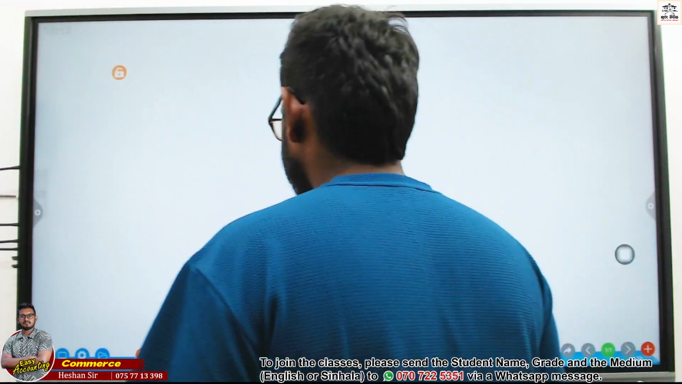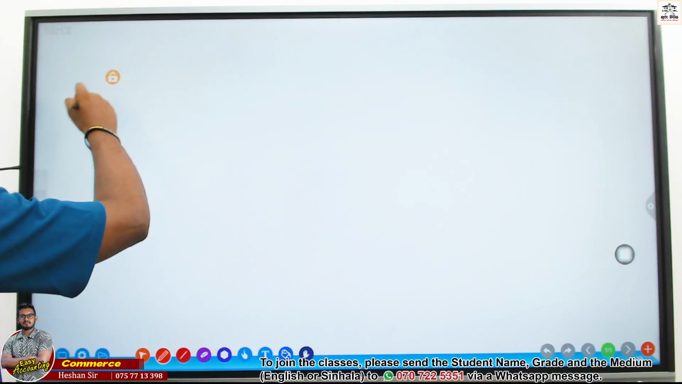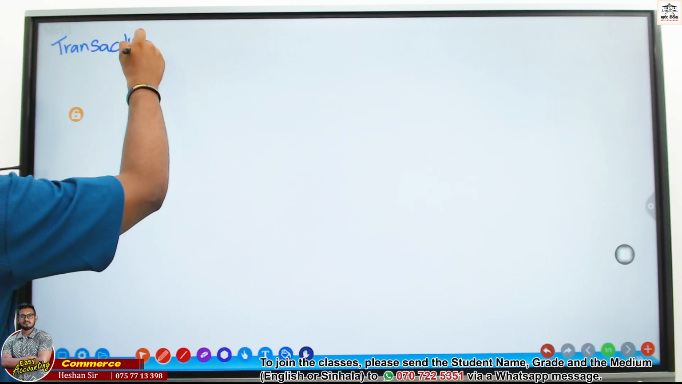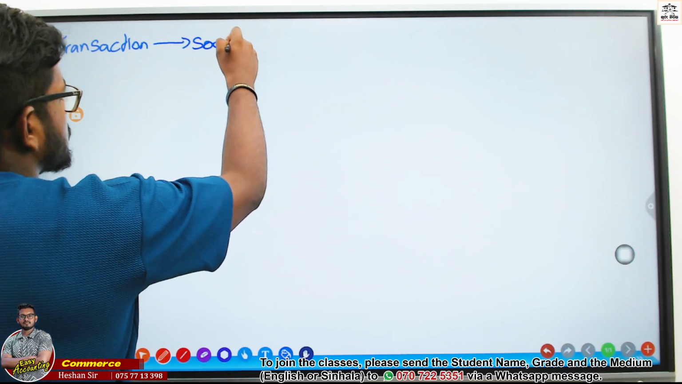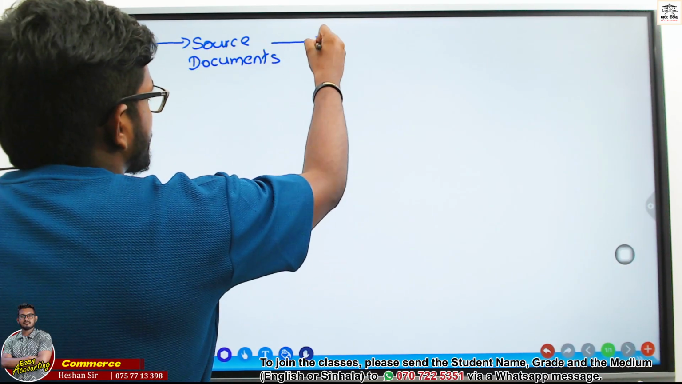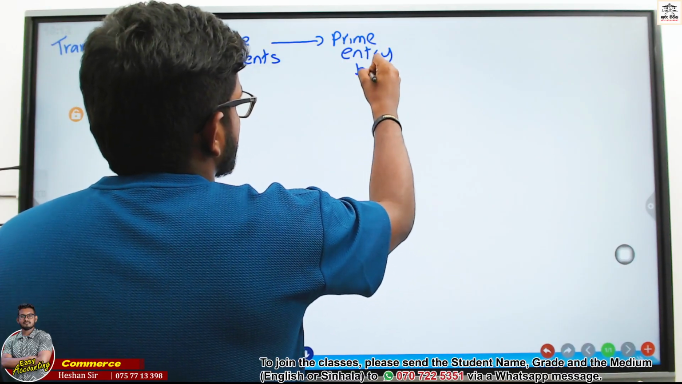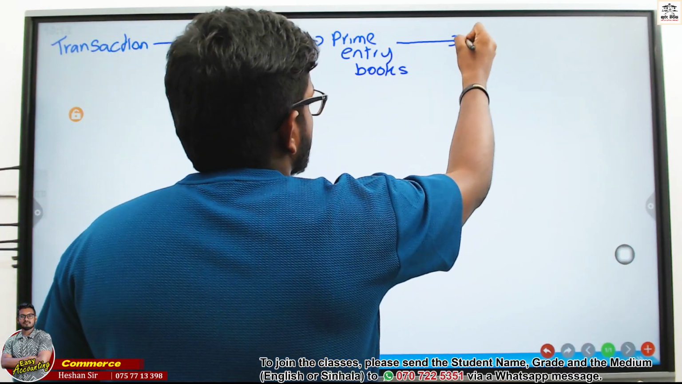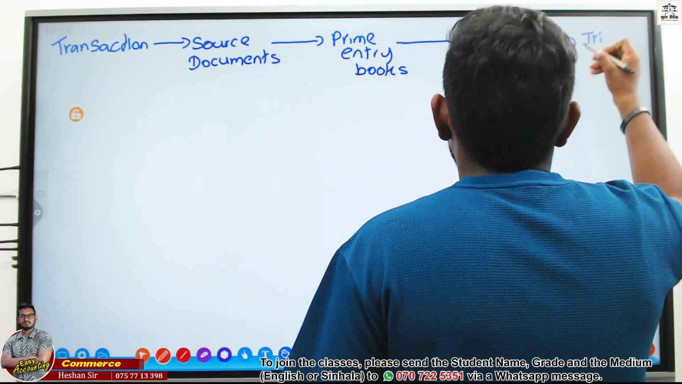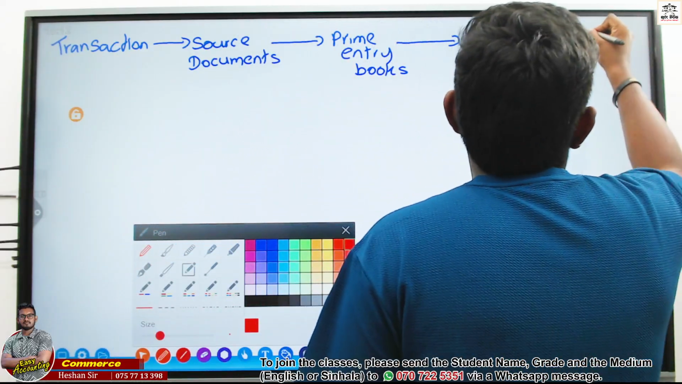Now come to the writing book, right? So now our accounting process. Once the transaction happens, what is our next step? We prepare the source document. No, there are 2 new steps now. By looking at the source document, we record in the prime entry books. Then after that, the ledger. Then I'm going to add another step. After the ledger, there's another step called the trial balance.